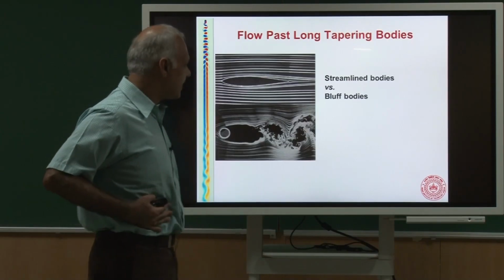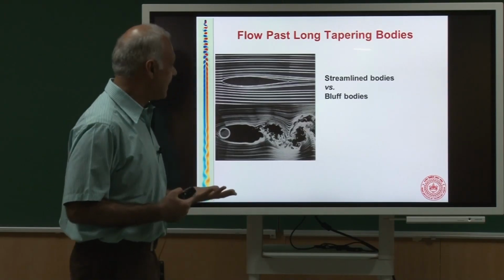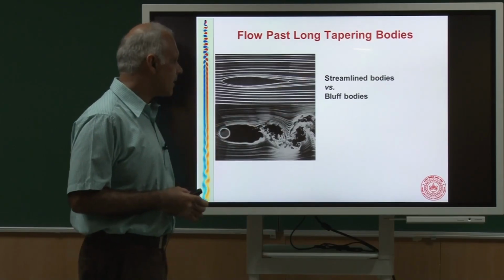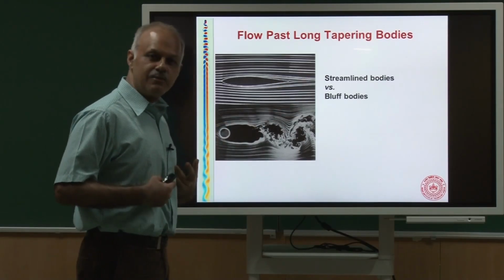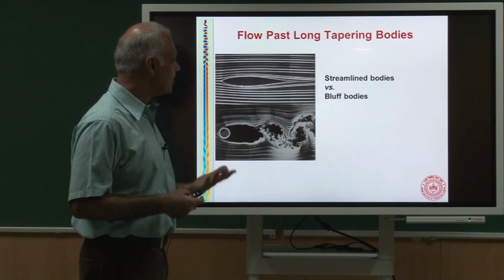So you can see I am an example of a bluff body, but a sleeker athlete would be a streamlined body. So if I run, I will generate more drag, but a sleek person running would generate less drag.